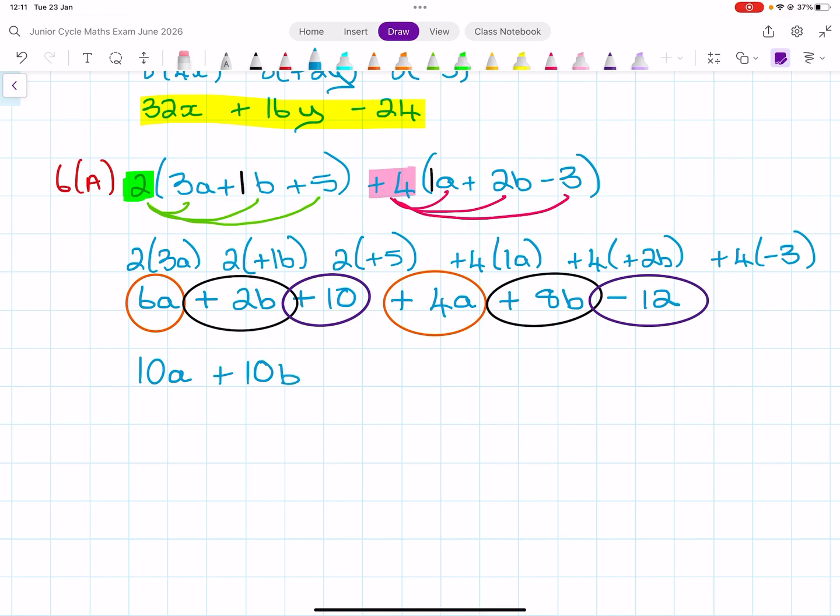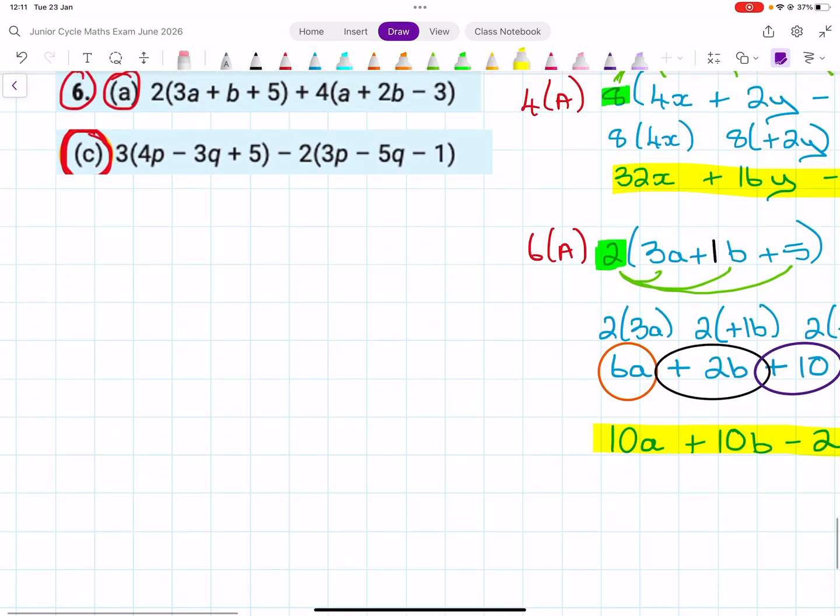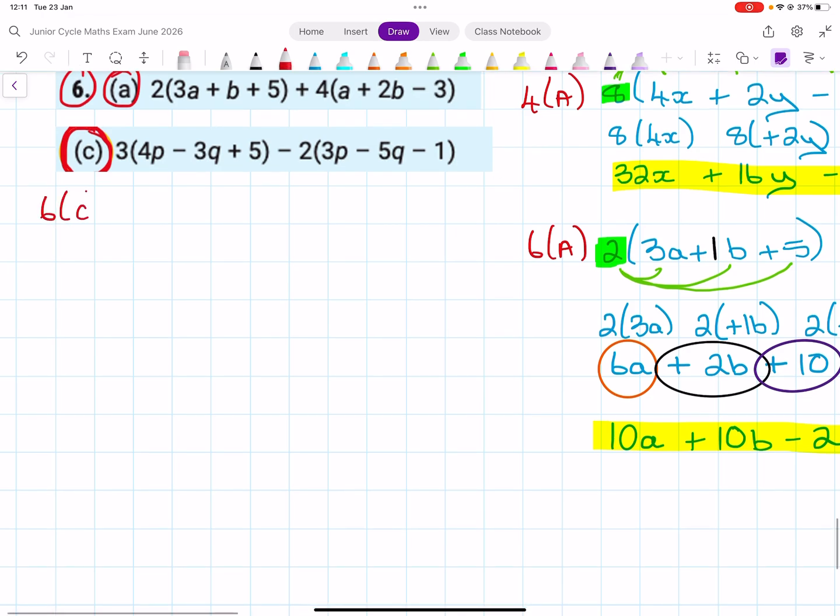And the last one is a 10 minus 12, so start at 10 and subtract 12, so move 12 steps to the left, you get minus 2. So that is the answer to that one. And then the last one I'll just do under here. So it's 6C. I won't write it because it's easy enough to see where it is.